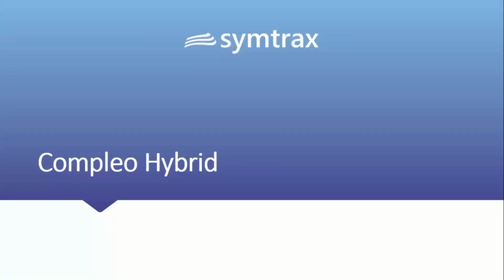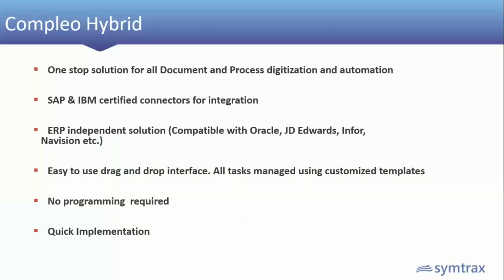Moving further, let's discuss our principal product, which is Compleo Hybrid. It's a one-stop solution for all document and process digitization and automation needs. It has SAP and IBM certified connectors for ERP integration. Also, it's an ERP independent solution compatible with all ERPs like Oracle, JD Edwards, Infor, Navision, etc. We can integrate with these ERPs using an API connector.